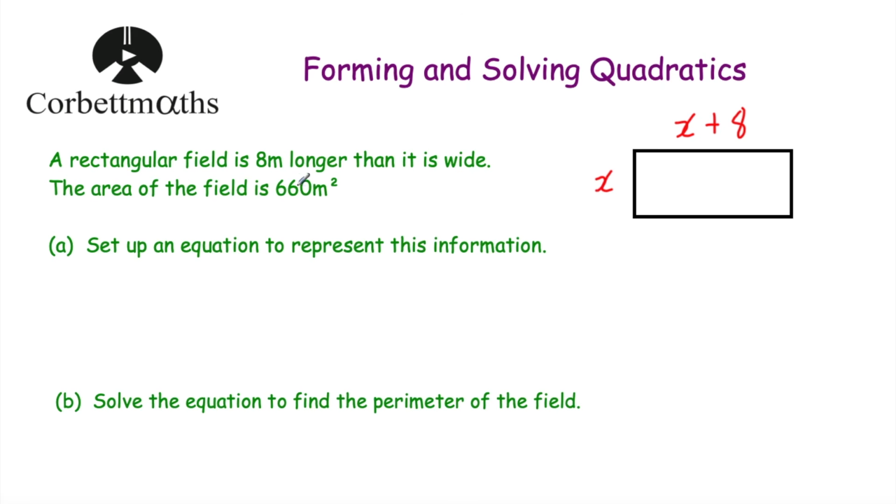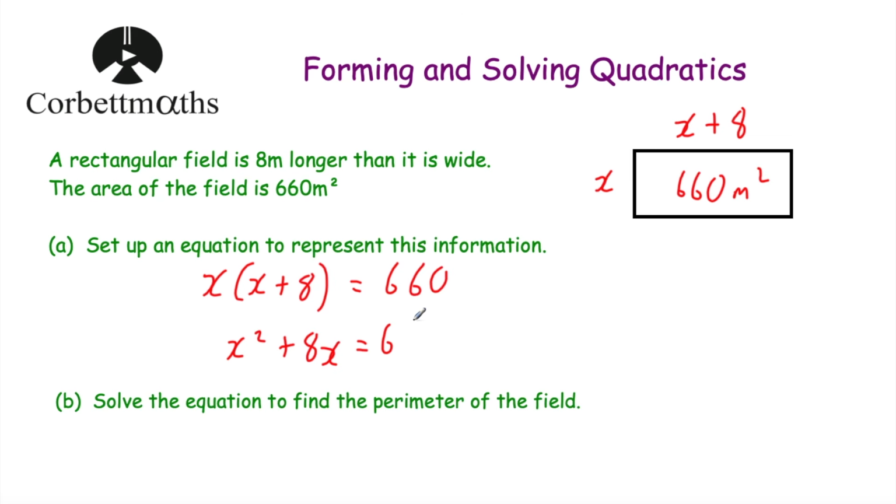We know the area is 660 meters squared. To find the area of a rectangle, we multiply the length by the width. So if we multiply these together, we'd have x bracket x plus 8, just putting them beside each other means we're multiplying them together, and that will be equal to 660. Now at this point we could leave our answer like that if we wanted to. I'm going to expand my brackets here to get x squared plus 8x equals 660.